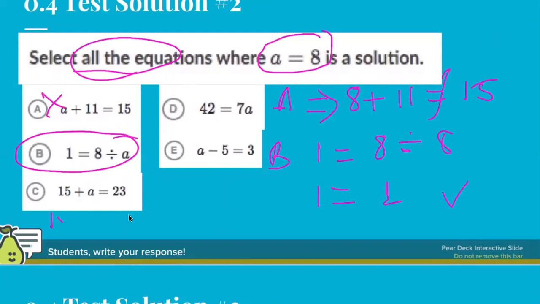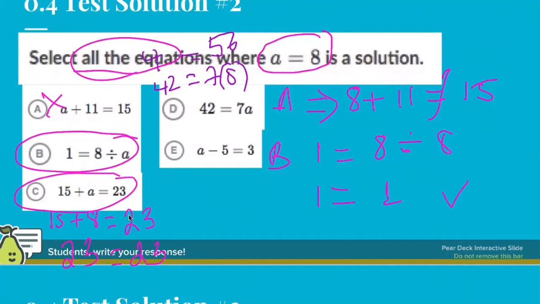I can do C, 15 plus 8 is 23, which is true. So that should be a solution too. I can test out D, 42 equals 7 times 8. I know this one is 56, so that's not it. This one is 8 minus 5, 3, and 3. So we have 3 options: 1, 2, 3. These are the equations where 8 equals 8 is the solution.